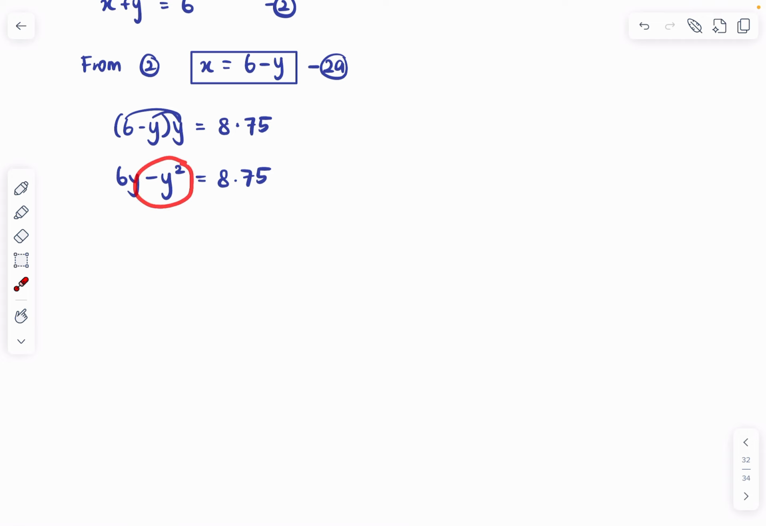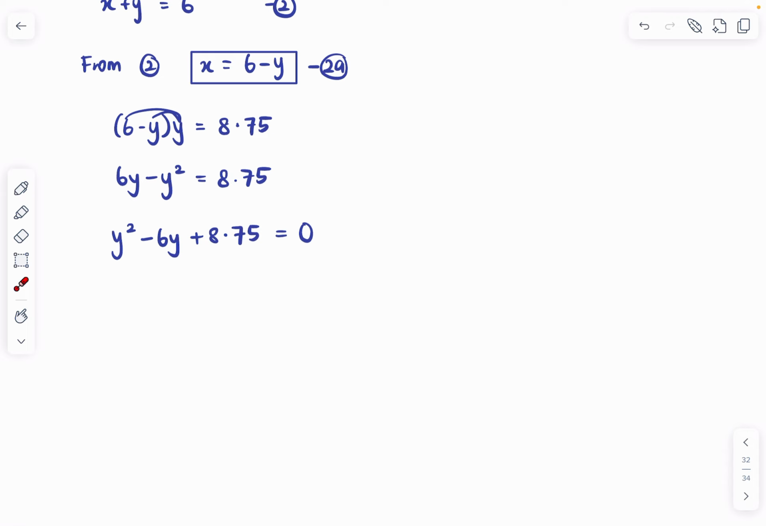y squared, this is a quadratic equation. We have y squared, y and a number. Okay, so we want to factorize it later. This must be positive. So we bring everything to the other side. So y squared minus 6y plus 8.75 equals 0.